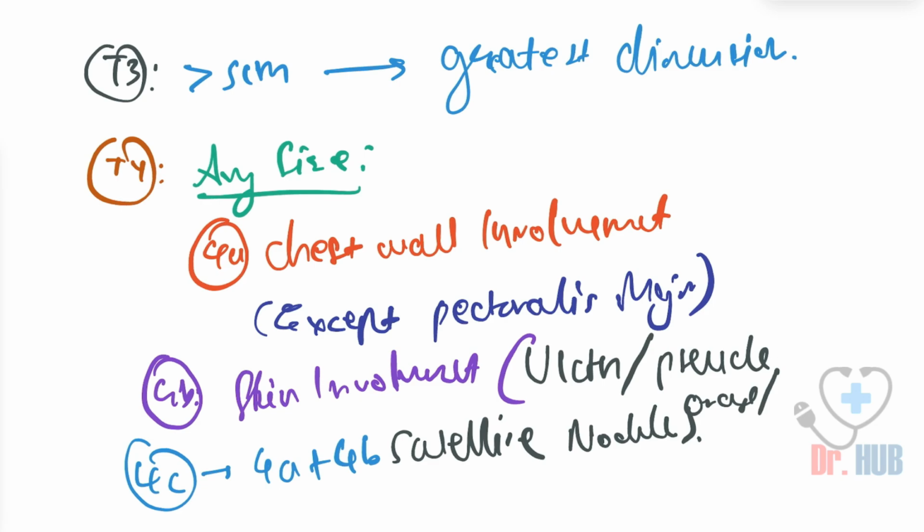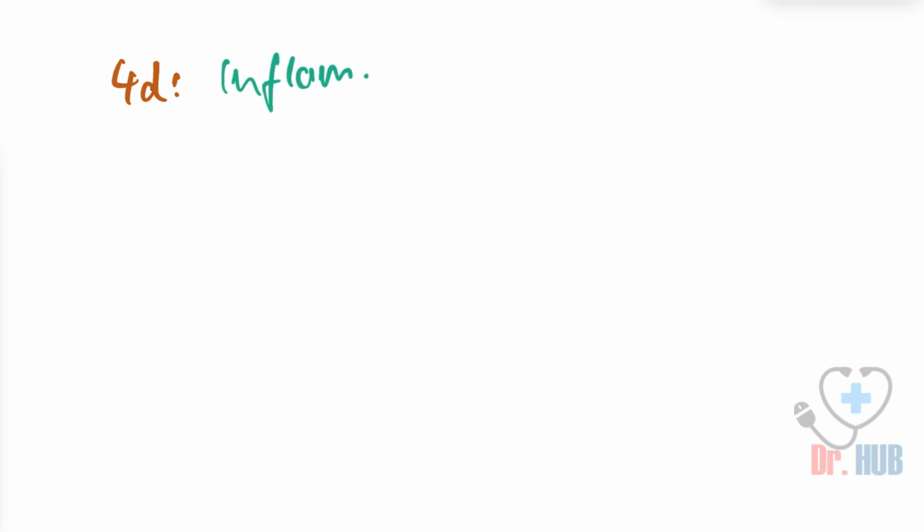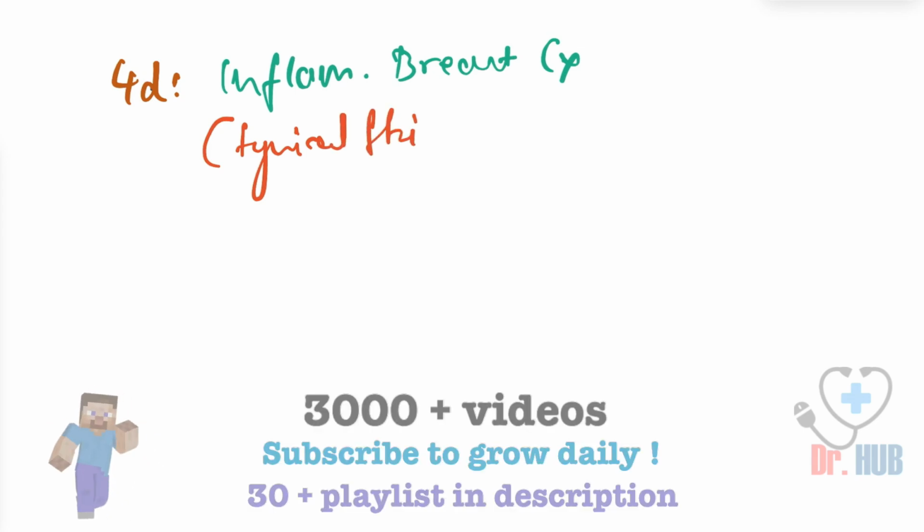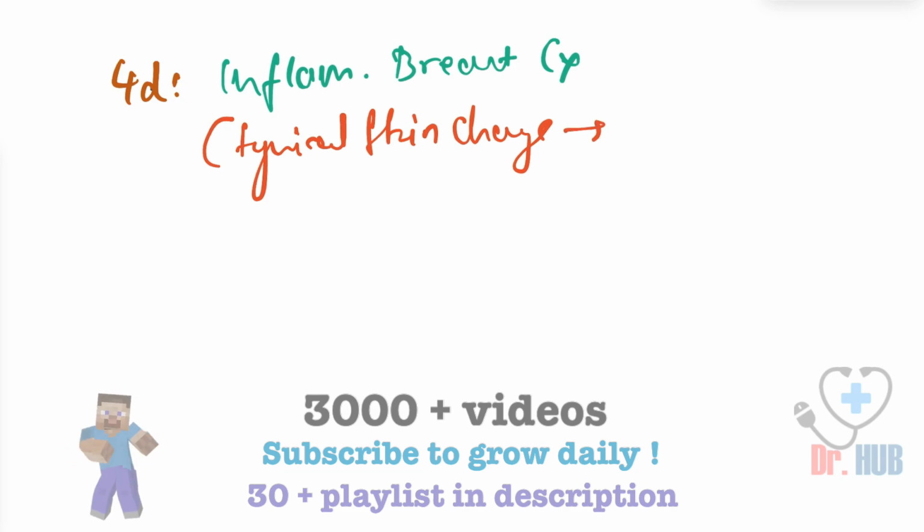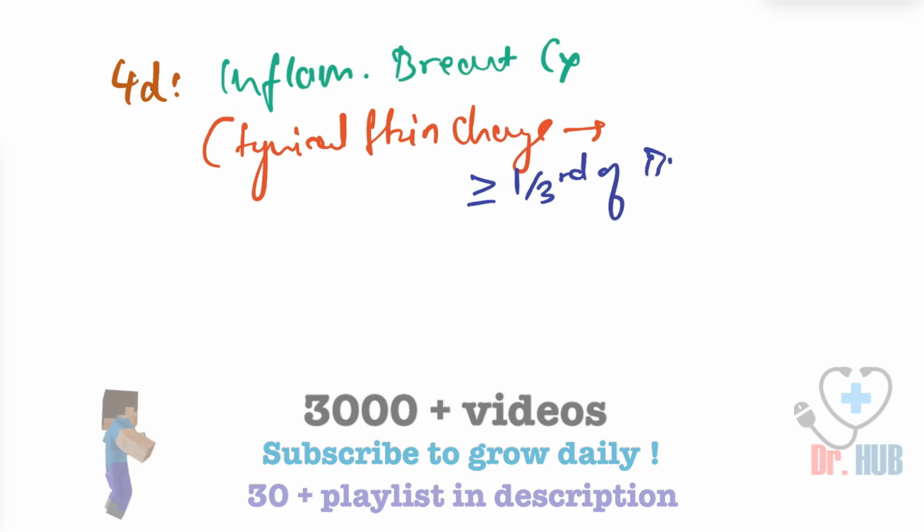Next we'll move on to 4D. So what is 4D? 4D is an inflammatory breast carcinoma, and this has typical skin changes, and it involves greater than 1/3 of the breast.